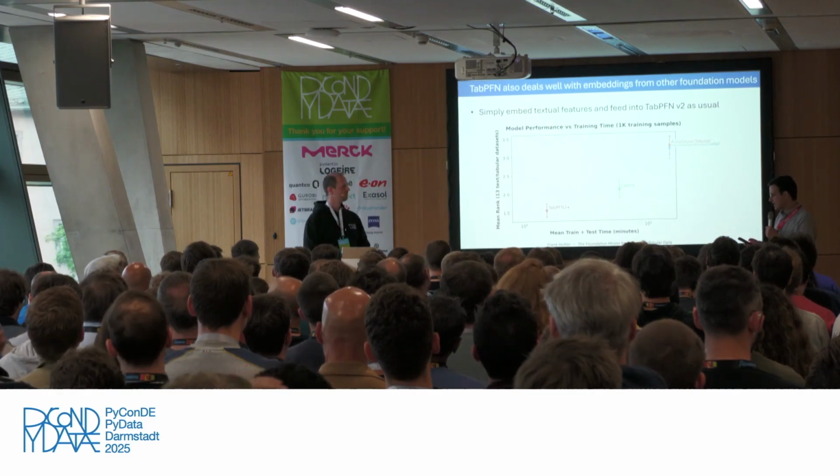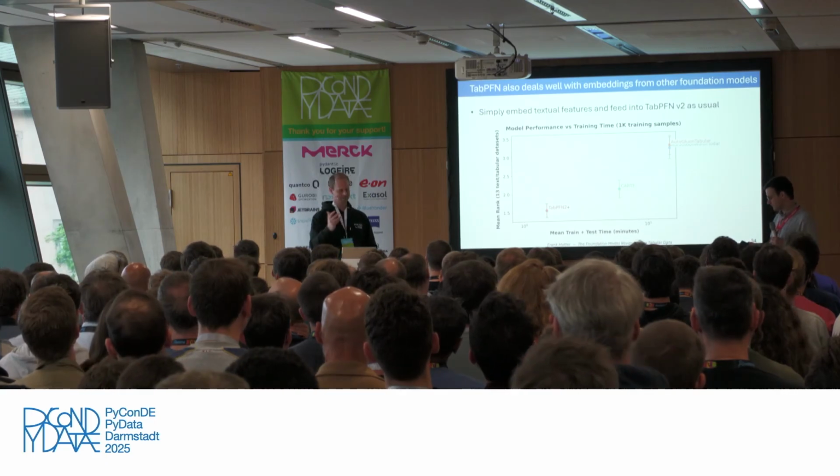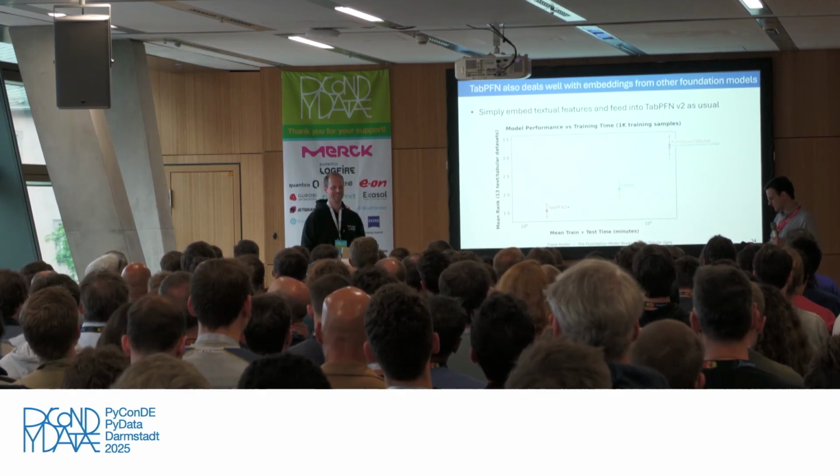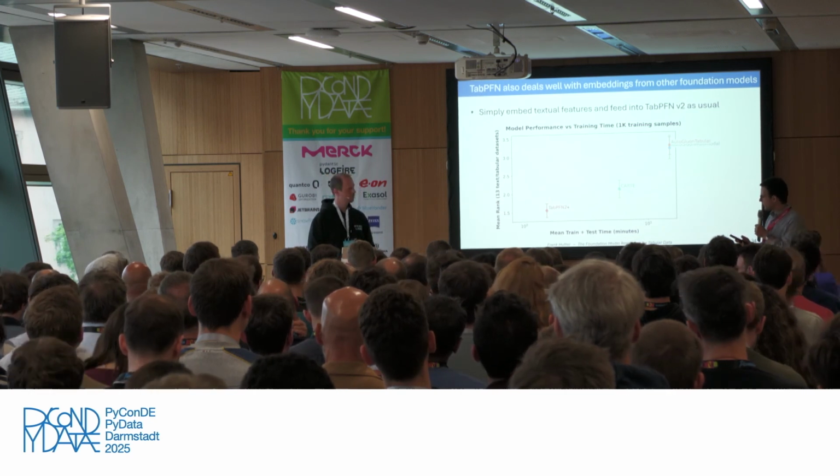Thank you. Can TabPFN predict multivariate outputs? Not yet. Great feature request. We want to have it. Okay. Why the limitation of 10,000 samples? Any plans to overcome this?